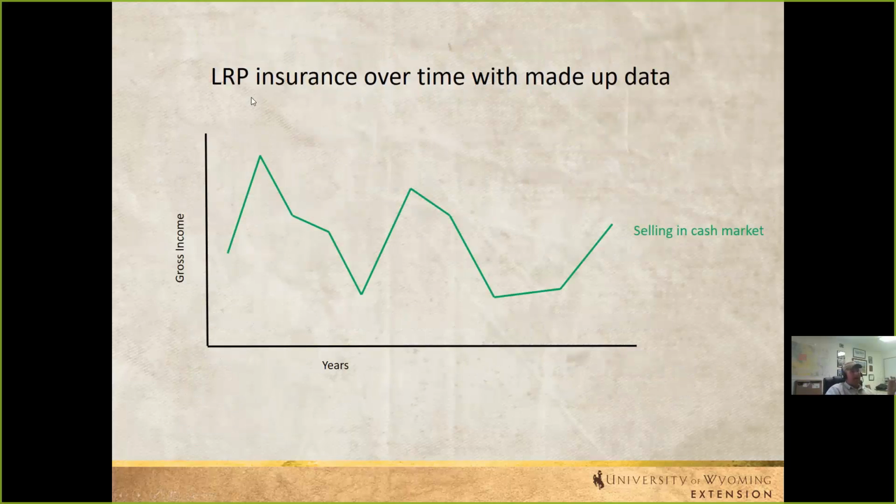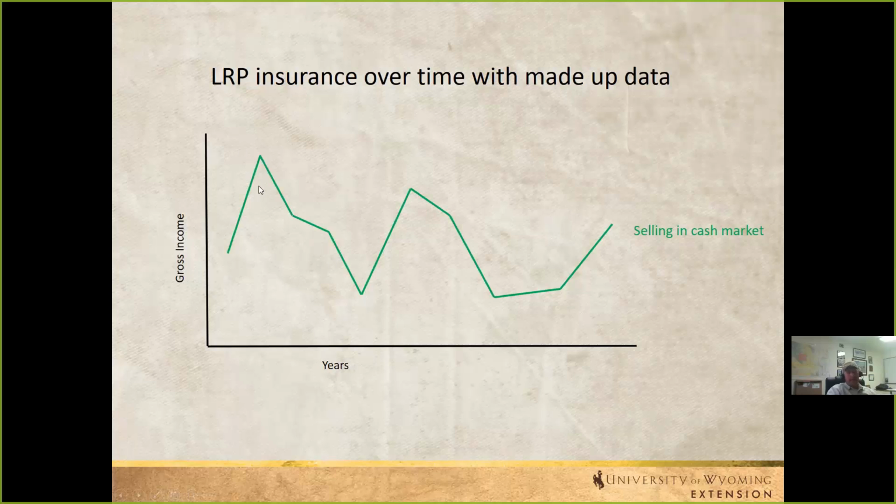This is insurance over time with made up data. I just completely made up this line, but it's really the way things work. On the left side is total gross income from a ranch, and on the bottom side is years. I don't have to tell you guys, we have years when cattle sell okay, we have years when we really do well and we feel good about things, and then we have some years where the market turns around and it's a complete disaster.